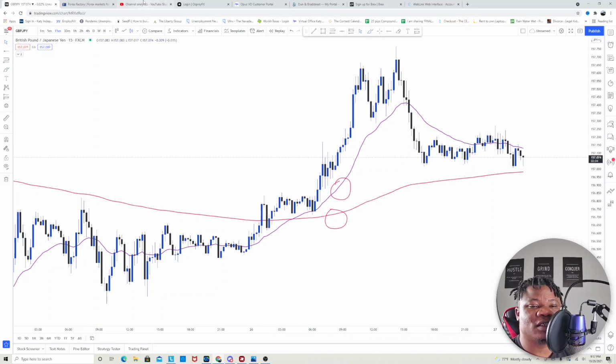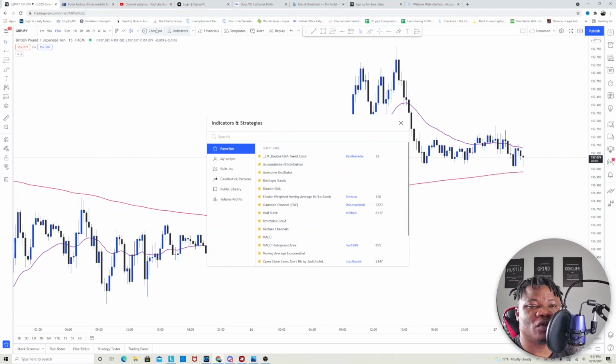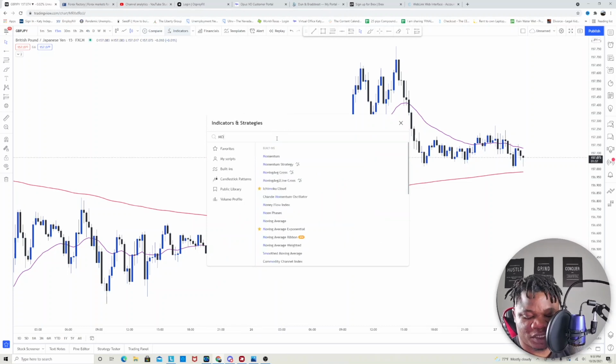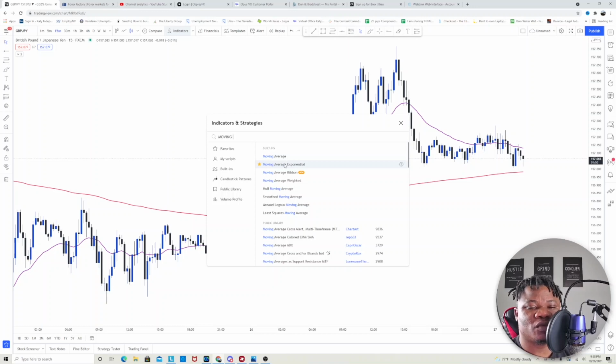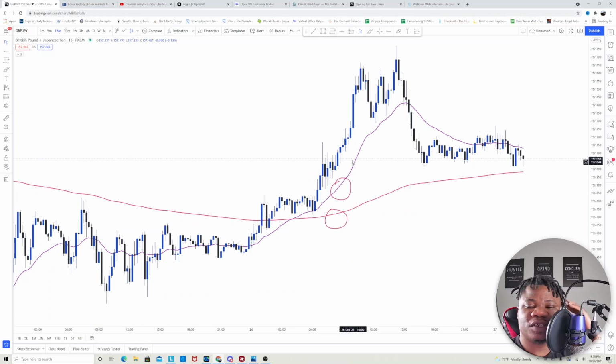So to add these EMAs onto your chart, you go here to indicators and you just search for moving average exponential, and it's going to be the second one here, and you add it onto your chart. Once you're done, you just exit and you change the first one to 25 and you change the second one to 200 EMA. Make sure you add in moving average exponential EMA, not SMA, so not simple moving average.